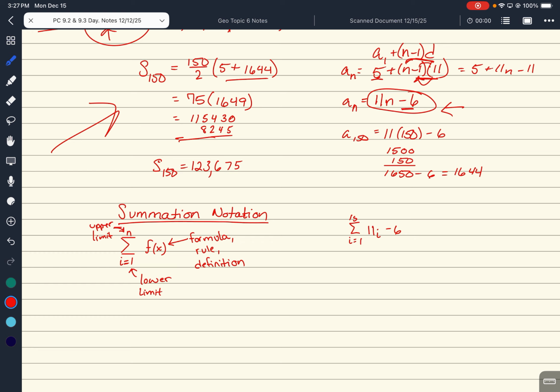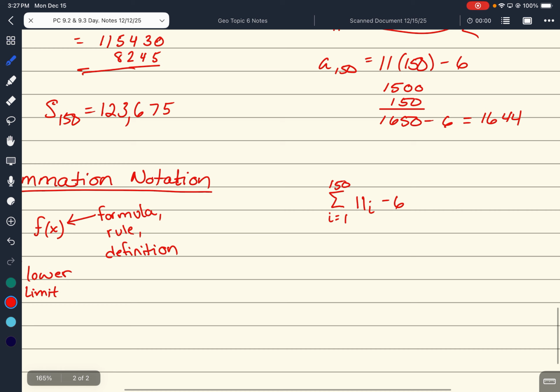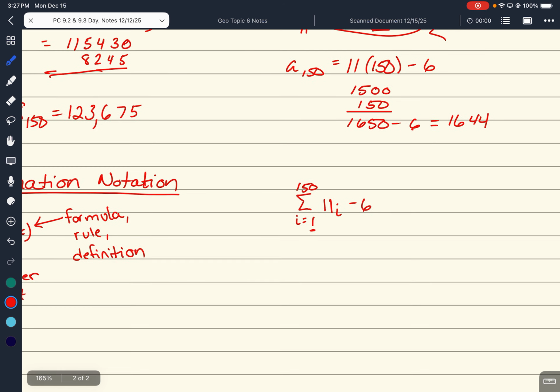All that means is I want the sum if I'd plug in 1. A sub 1 is found by plugging in your lower limit. A sub n is found by plugging in your what? Your upper limit. So that means just find the sum.